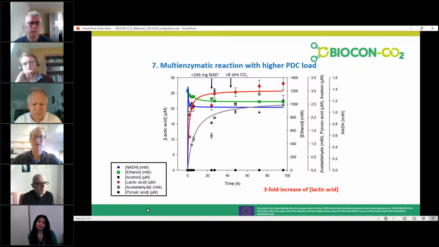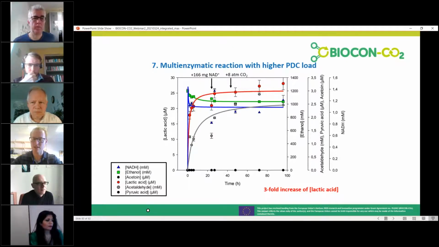So the last thing we tried is to increase the amount of PDC. In this case, we observed a threefold increase in the concentration of lactic acid, reaching up to 28 micromolar of lactic acid, which shows us that the ratio of enzymes is another big important aspect for these multi-enzymatic systems.